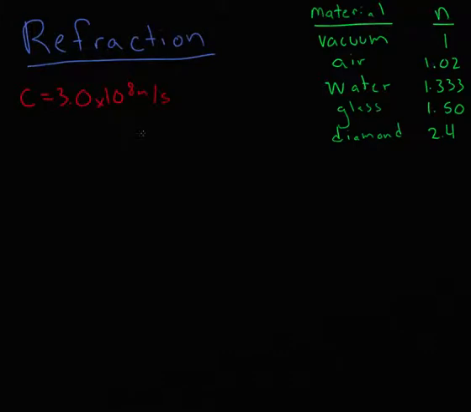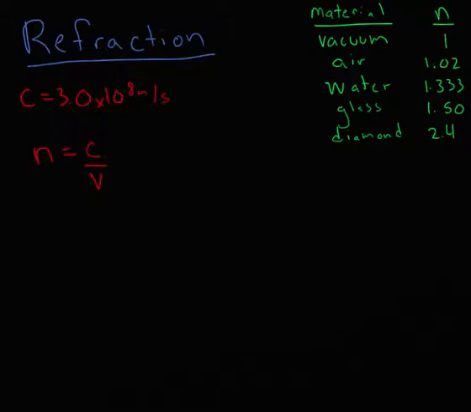Is it traveling into air? It slows down just a little bit. Is it traveling into water? It'll slow down even more. So we actually have a formula that dictates how much it'll slow down, and it's this right here: n equals c over v.